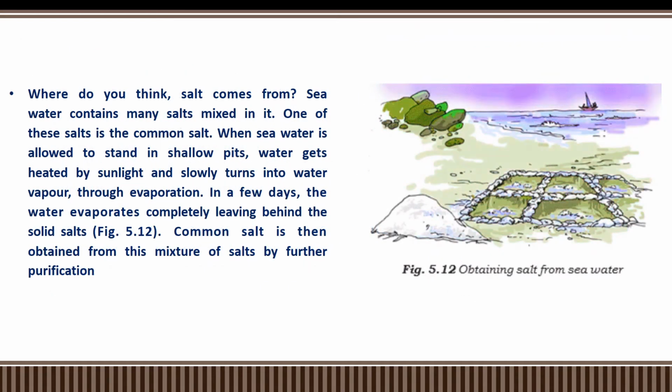Where do you think salt comes from? Seawater contains many salts mixed in it. One of these salts is the common salt. When seawater is allowed to stand in a shallow pit, the water gets heated by sunlight and slowly turns into water vapor through evaporation. In a few days, the water evaporates completely, leaving behind the solid salt as shown in figure 5.12. The common salt is then obtained from the mixture of salts by further purification.